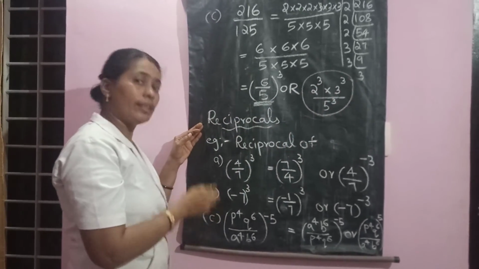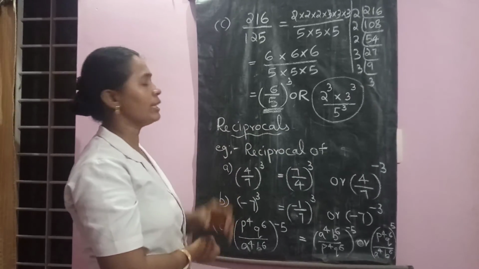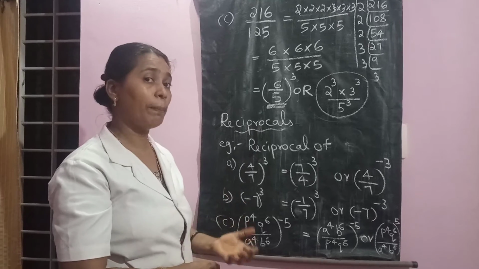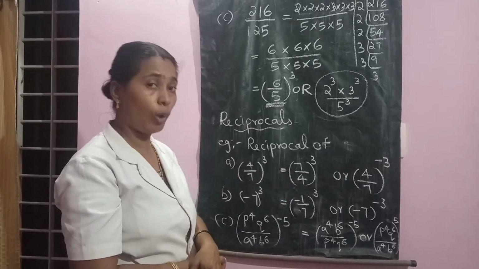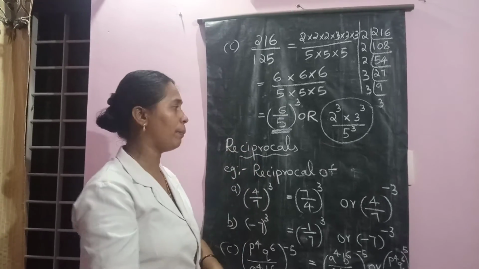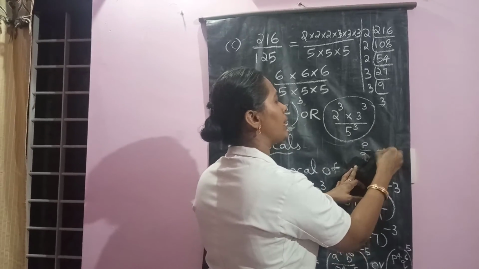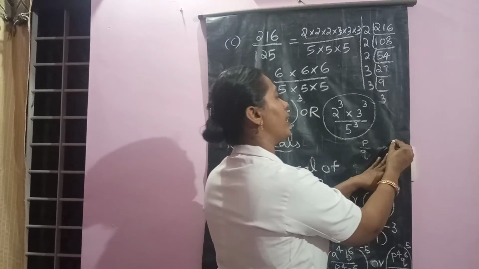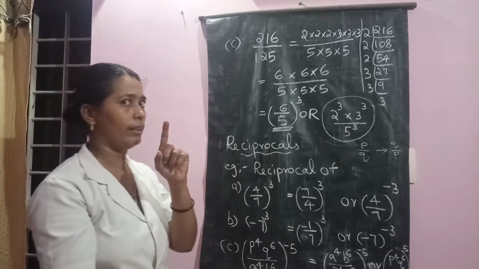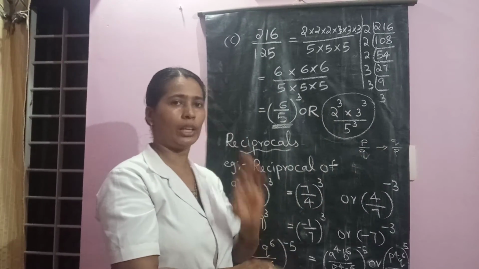Reciprocals of the exponential form of rational numbers. Reciprocal is very clear to you, because what is the reciprocal of a number? Multiplicative inverse is called reciprocal. And how do you find the reciprocal of a rational number? If the rational number given is p by q, what is its reciprocal? Just interchange the numerator and denominator without changing the sign. If it is a negative sign, keep the negative for the reciprocal also.